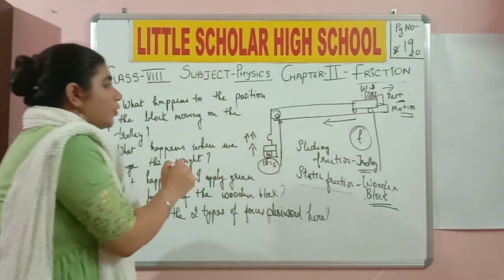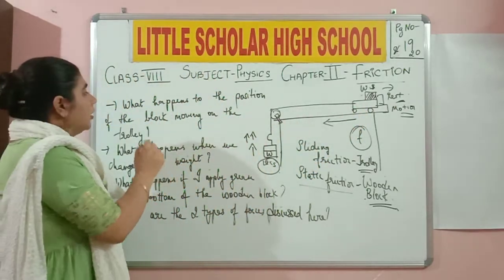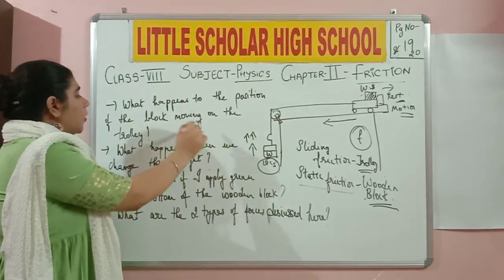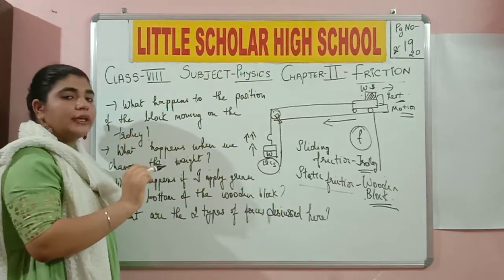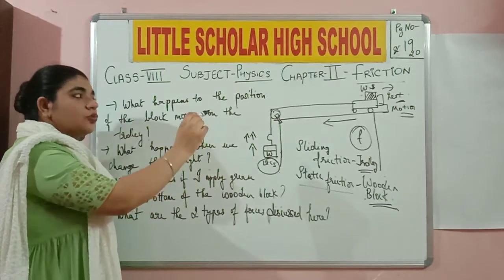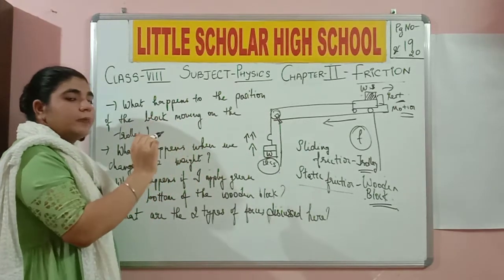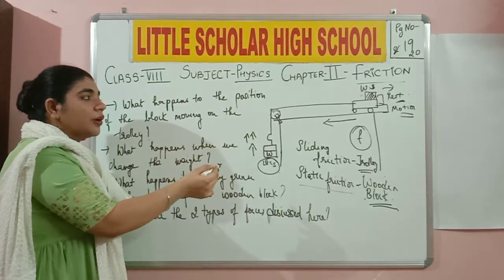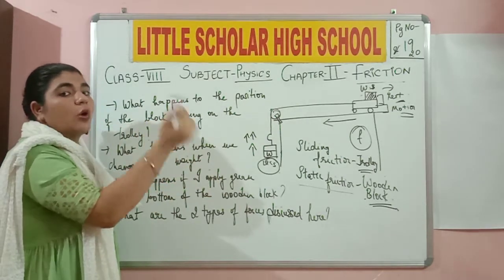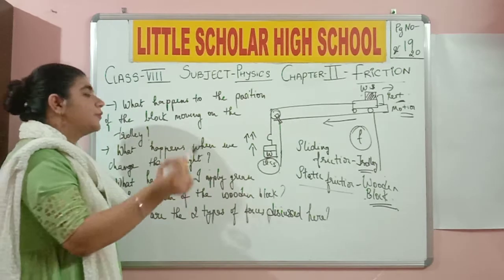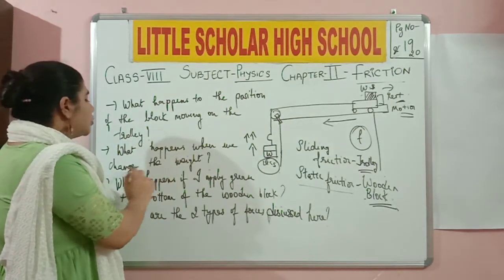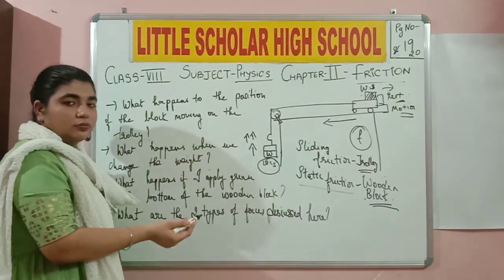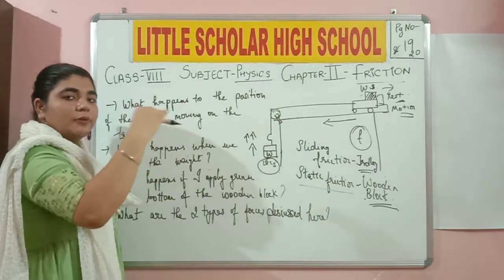Okay, let's try to deal with these questions over here. What happens to the position of the block moving on the trolley? Initially, when there is less weight, the trolley is going to move and the block is placed on it and the block is not falling down. But as I keep increasing the weight over here, it reaches a certain limit and the block falls down because of frictional force. What happens when we change the weight? The block falls down because it has reached a limit point.